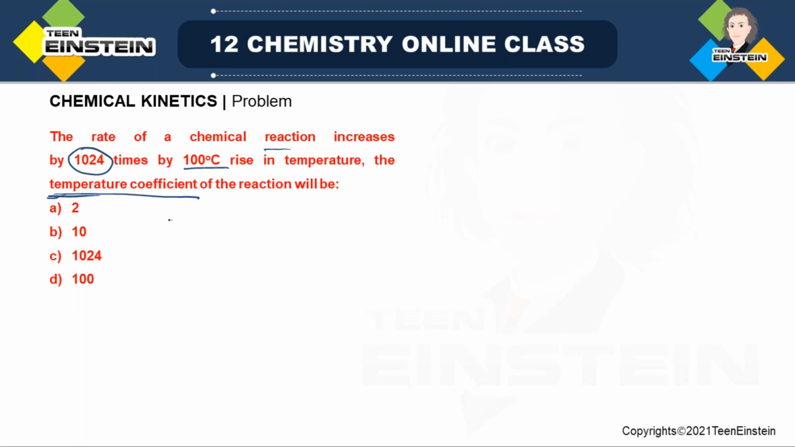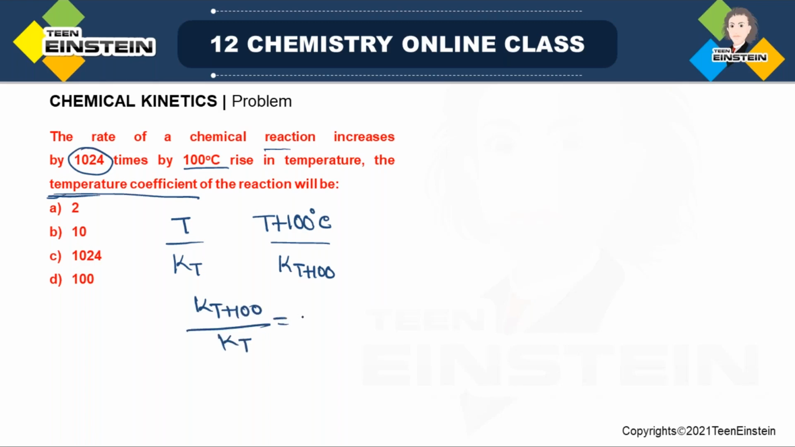It means initially the temperature is T, and in another experiment we increase the temperature by 100 degrees centigrade. So if the rate constants are KT and KT plus 100, then KT plus 100 divided by KT is 1024 times. That is the meaning of this line. From this information we have to find the temperature coefficient. But we do not know what temperature coefficient is, so first we have to know it. This information is clear from the statement given in the question.